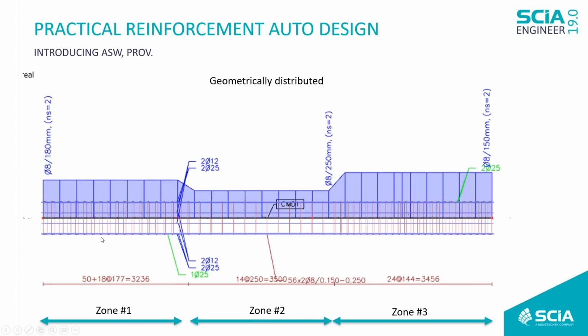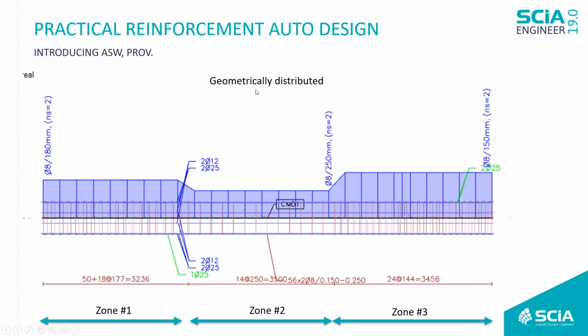Question. Okay, I decided the number of zones, but based on what? SCIA decided the length of that zone. As you can see, it's from here to here. In fact, what we have in this new version is a new way, or two ways, to decide the length of the zone.